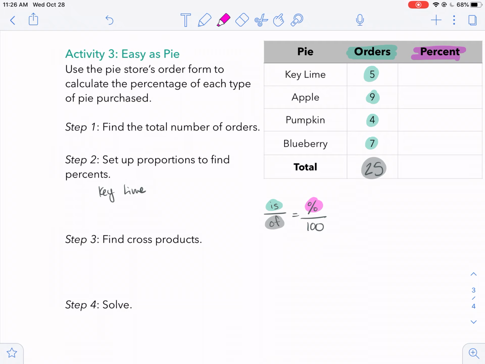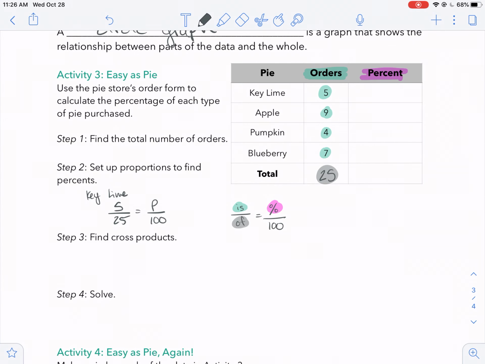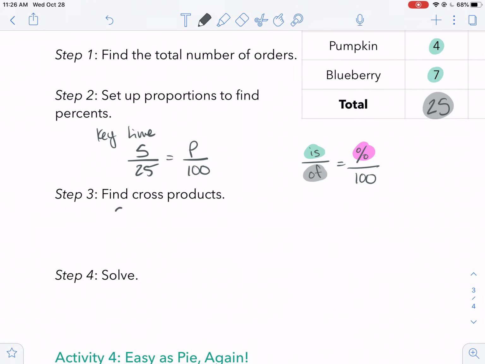So an example for our key lime, we say that 5 is what percent, we don't know, of 25. So you have is over of equals percent over 100. So we find the cross products. 500 equals 25p, divide by 25, divide by 25, and that tells us, oh, instead of p, you guys, we should have used k, because k for key lime. So it tells us that 20 equals k.